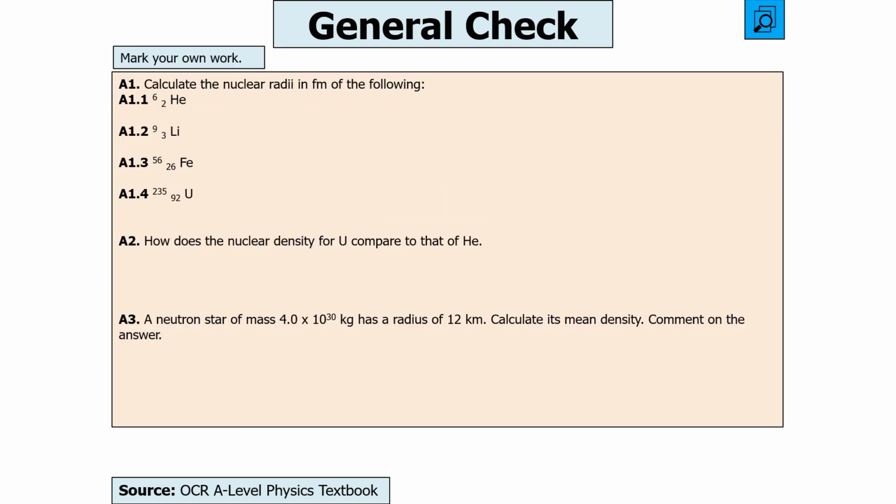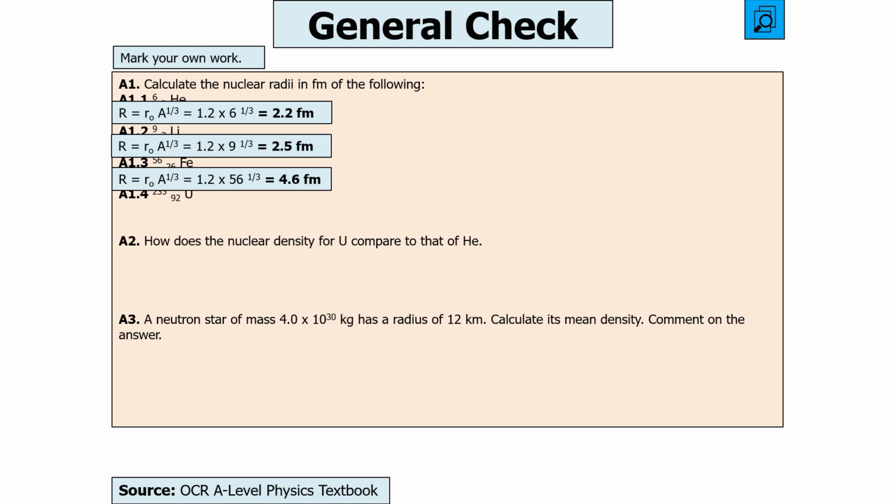Right, the equation to work out the nuclear radius is R equals R0 times A to the power of a third. So you can do R0 as 1.2 in terms of femtometers. So therefore it's 1.2 times 6 to the power of a third, which is the nucleon number. So it's 2.2 femtometers. The next one 2.5 femtometers. The next one 4.6 femtometers. And the next one 7.4 femtometers.